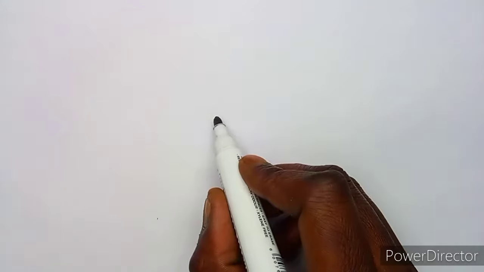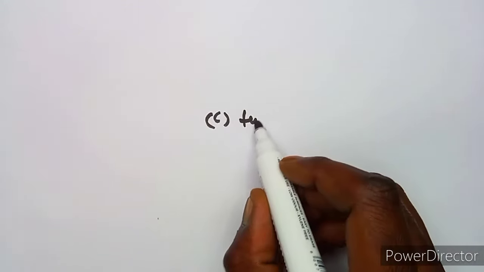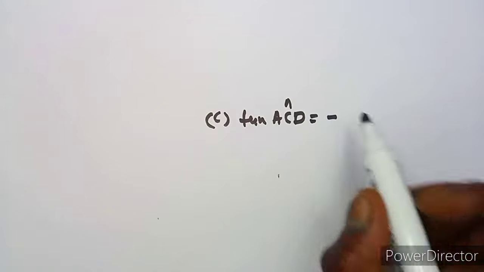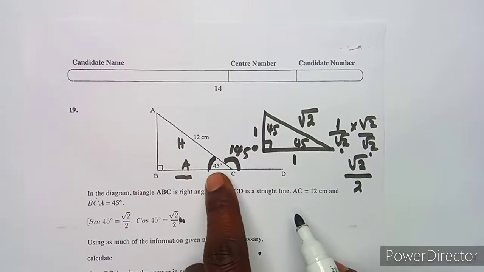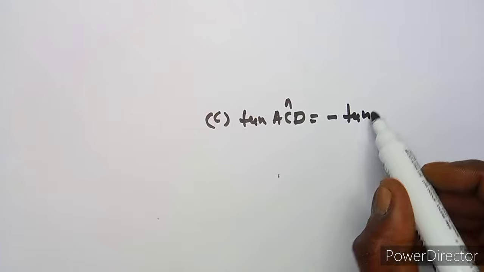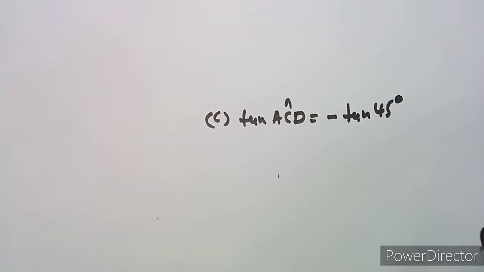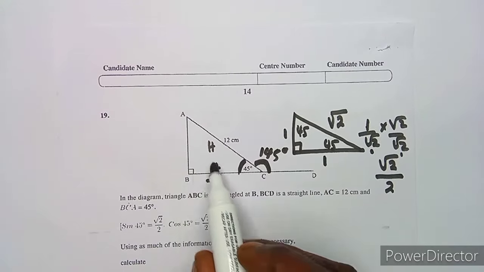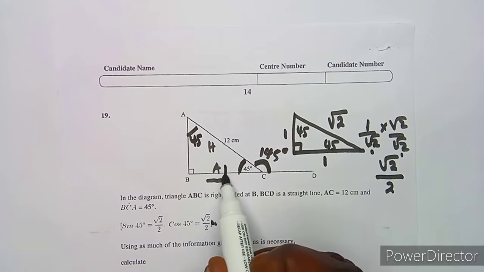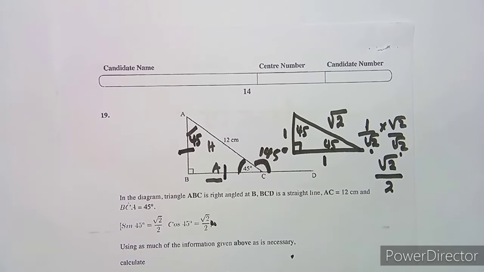So which means we are saying that tan ACD is going to be the negative of the acute angle which is inside. So it's negative of this angle here, so it's negative tan 45 degrees. Okay, so tan 45, where are we going to obtain it? Take note, this is a 90, this is an isosceles triangle, this is 45. So this side and this side are equal.